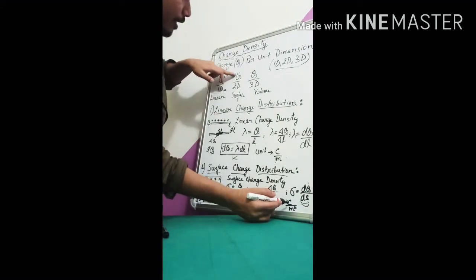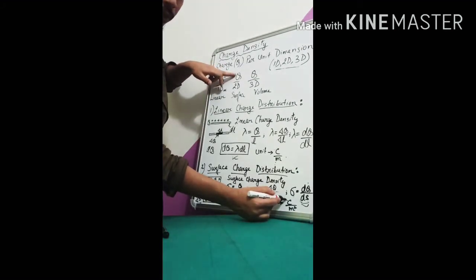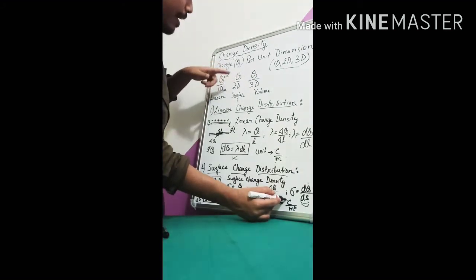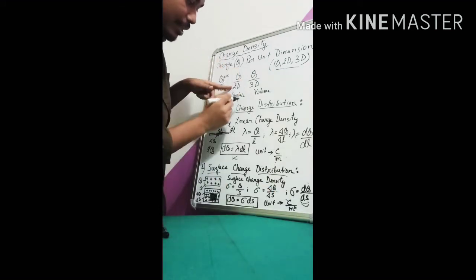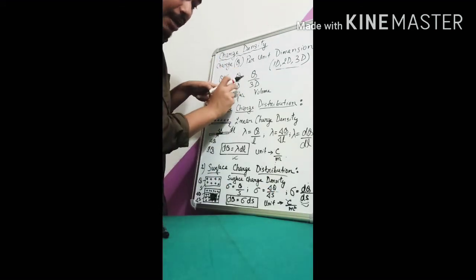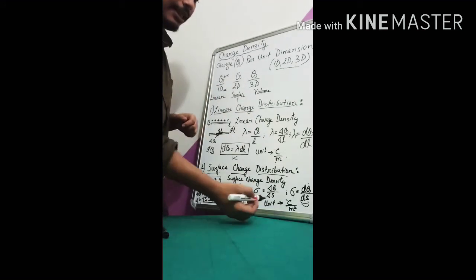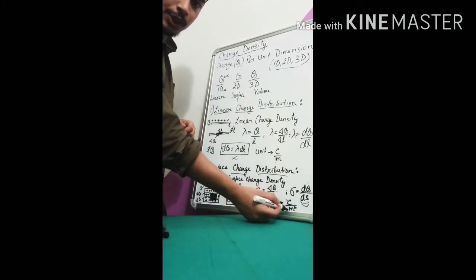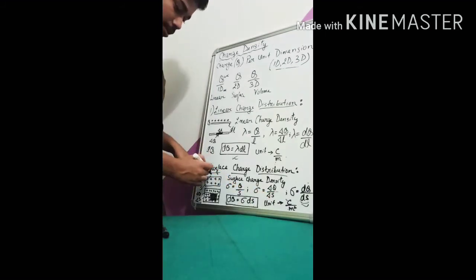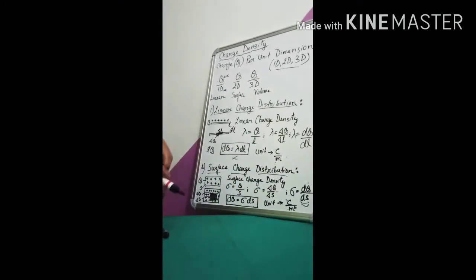This was the formula. We divide the charge, whose unit is coulomb, by the surface area. For the surface area, the unit is meter square. So what we get is coulomb per meter square. This is the unit of the surface charge density.